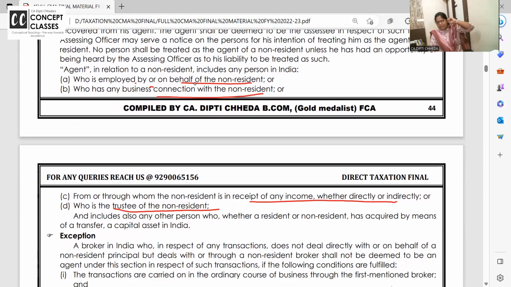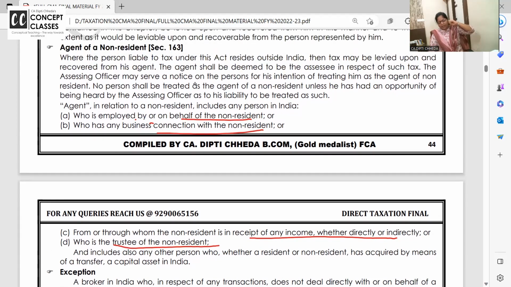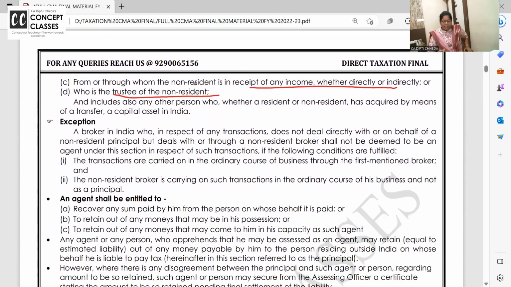इंडिया में अगर पैसे मिले हैं आपको ऑन बिहाफ ऑफ नॉन रेसिडेंट, तो फिर आप एजेंट ही हो गए और आपको टैक्स पे करना पड़ेगा. और you are appointed by the non-resident, or you have a business connection with the non-resident, or from or through whom the non-resident is in receipt of any income. ठीक है? Right. Exception. This is asked in exam.